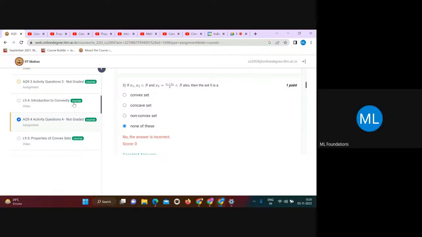So the only thing to check for a convex set is the line segment. If you are able to take some two points and join them with a line segment, and each and every point of the line segment is lying inside the set, then it must be a convex set. And if you are able to find even one point that is outside the set, then it's not a convex set for sure.